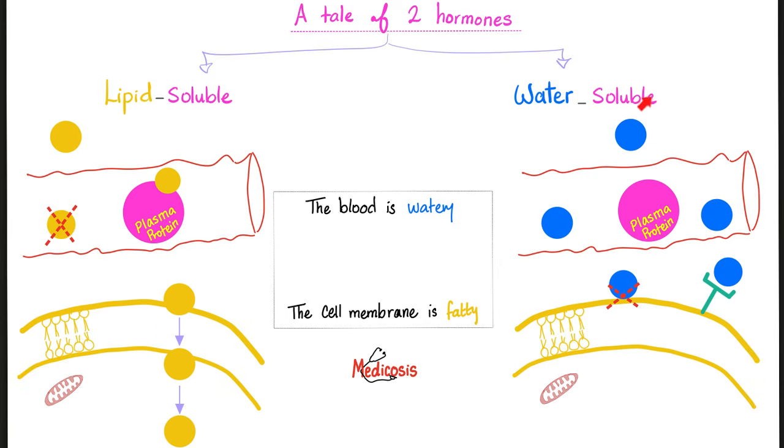On the other hand, if you're water soluble, can you float in the blood which is made of plasma, which is made of water? Absolutely. Do you need plasma protein? No. But once you go to the membrane, you will not be able to enter. Access denied. Why? Because you're water, but the cell membrane is lipid bilayer. Therefore, we have to put a receptor on the outside, and this receptor will carry your signal.